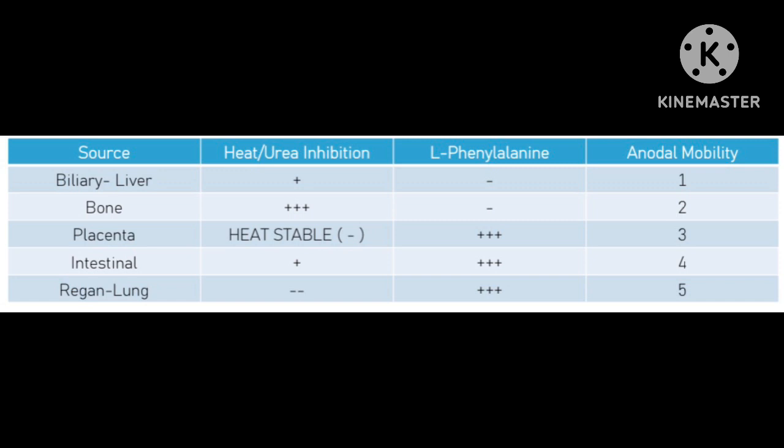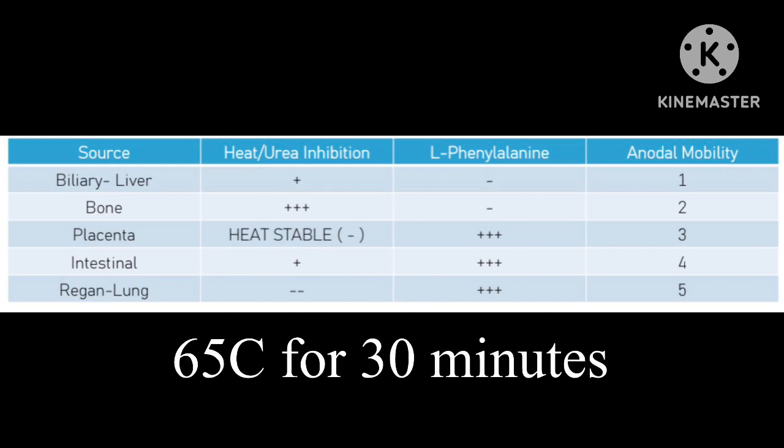These results are based on the finding that placental alkaline phosphatase is the most heat stable of the four major fractions, followed by intestinal, liver, and bone fractions in decreasing order of heat stability. Placental alkaline phosphatase will resist heat denaturation at 65 degrees Celsius for 30 minutes.